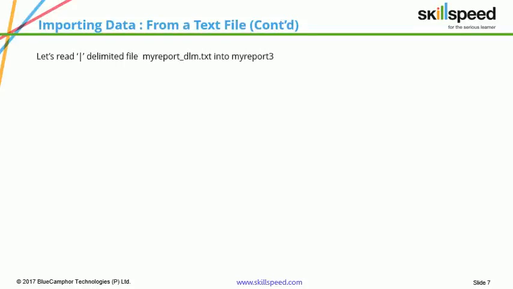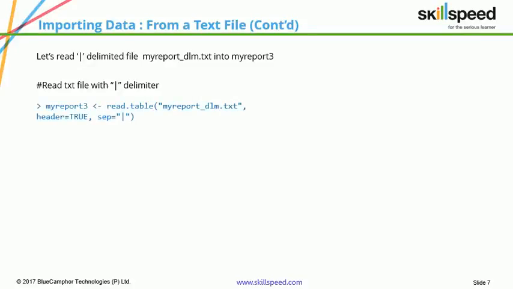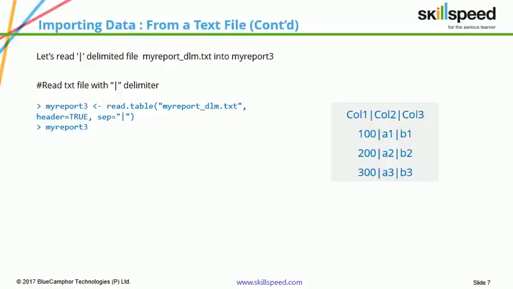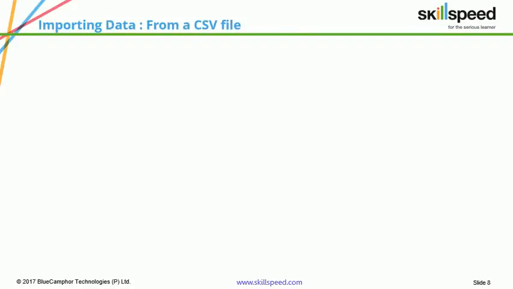Now let's read a pipe delimited file myreport_dlm.txt into myreport3. Any separator or any delimiter can be read using this particular command. We are going to specify sep or separator option as pipe. Once you read the file, you can always check the type of the imported file using storage.mode command. Any file that we read using read.table will be stored as list.